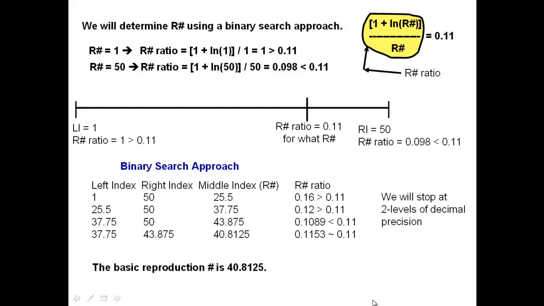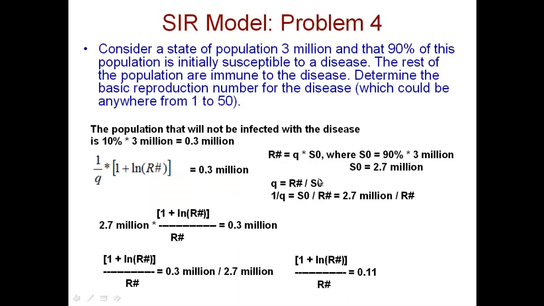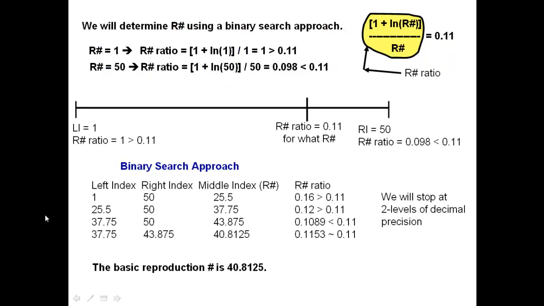So again, we have to solve this equation for r hash such that the r hash ratio is going to be 0.11. So again, we are given that the r hash number could be anywhere from 1 to 50 in this case. So if r hash is 1, we're getting r hash ratio to be 1, which is greater than 0.11. On the other hand, if r hash is 50, r hash ratio comes out to be 1 plus log 50 divided by 50, which is 0.098, which is less than 0.11. So r hash, for which r hash ratio is 0.11, is in between these two extreme values. So use the left index as 1, right index as 50.